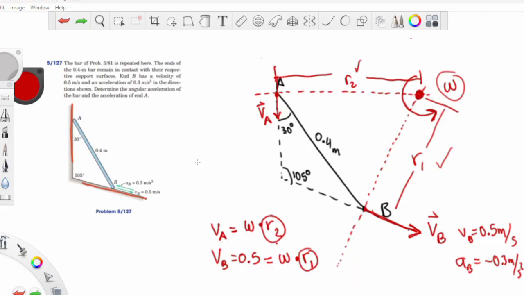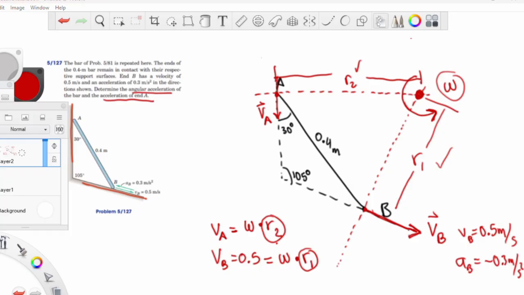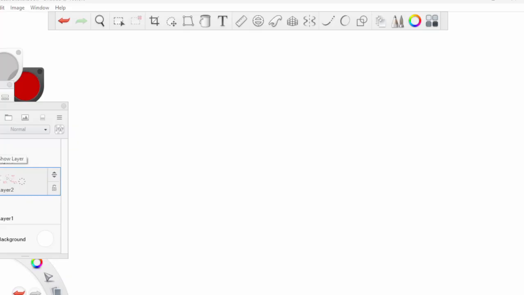We identified the linear velocity, the velocity VA, and the angular velocity omega from these equations, but our problem is asking about the angular acceleration and the acceleration of A. Let's look into our relative vectors description.